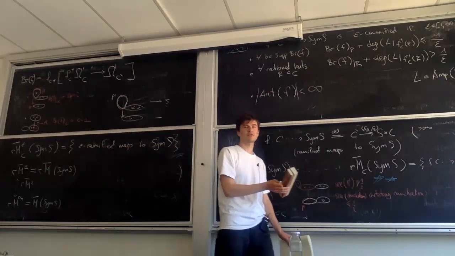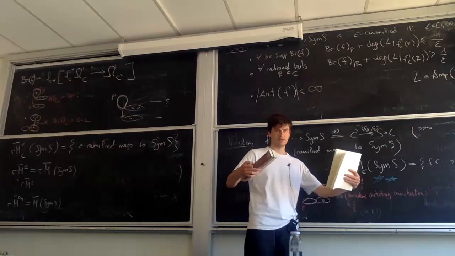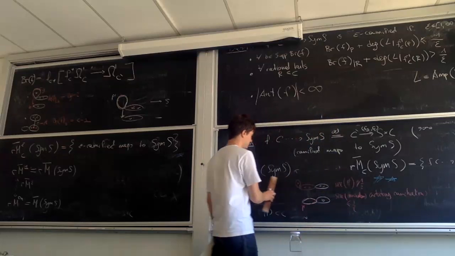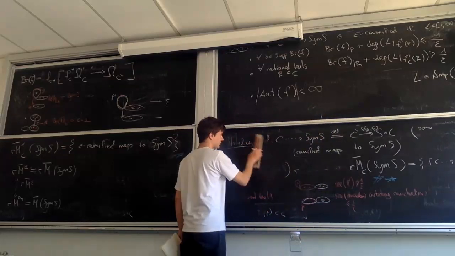If the target was just P2, let's say, it's like the degree of your curve in this P2. In P2 you can canonically define degrees.